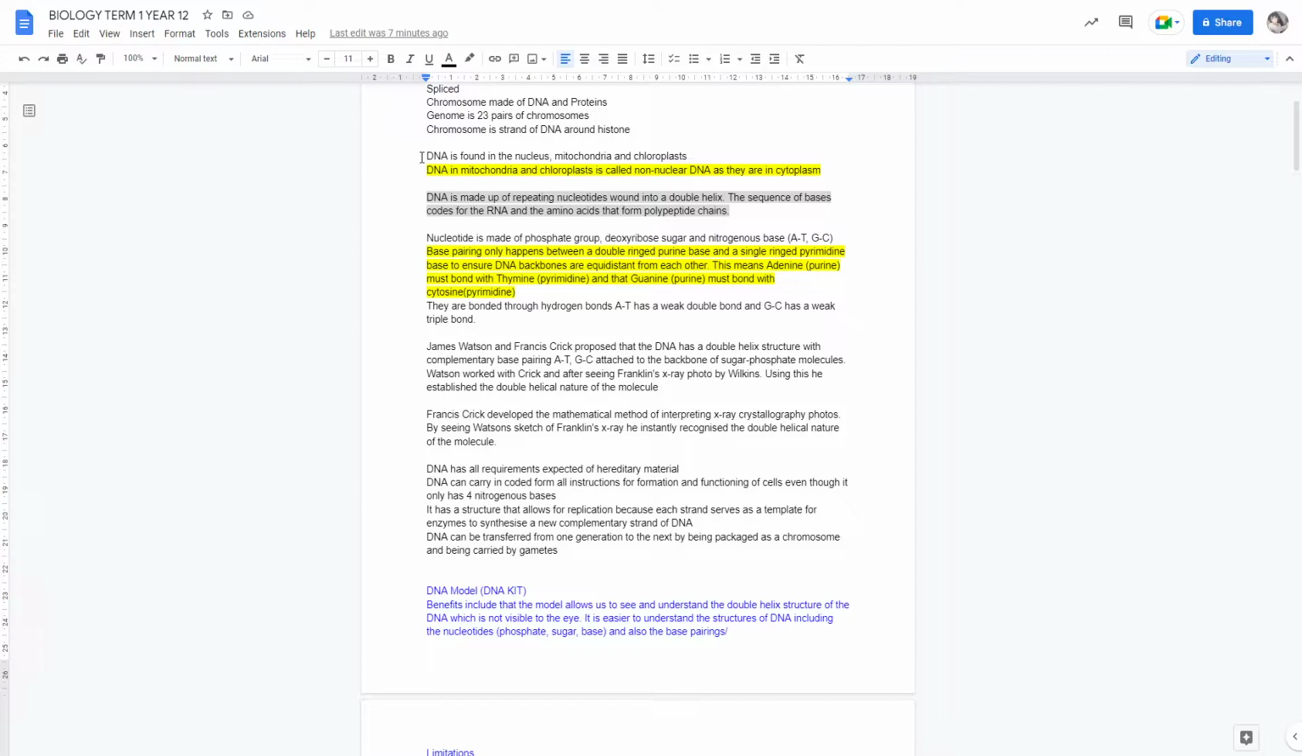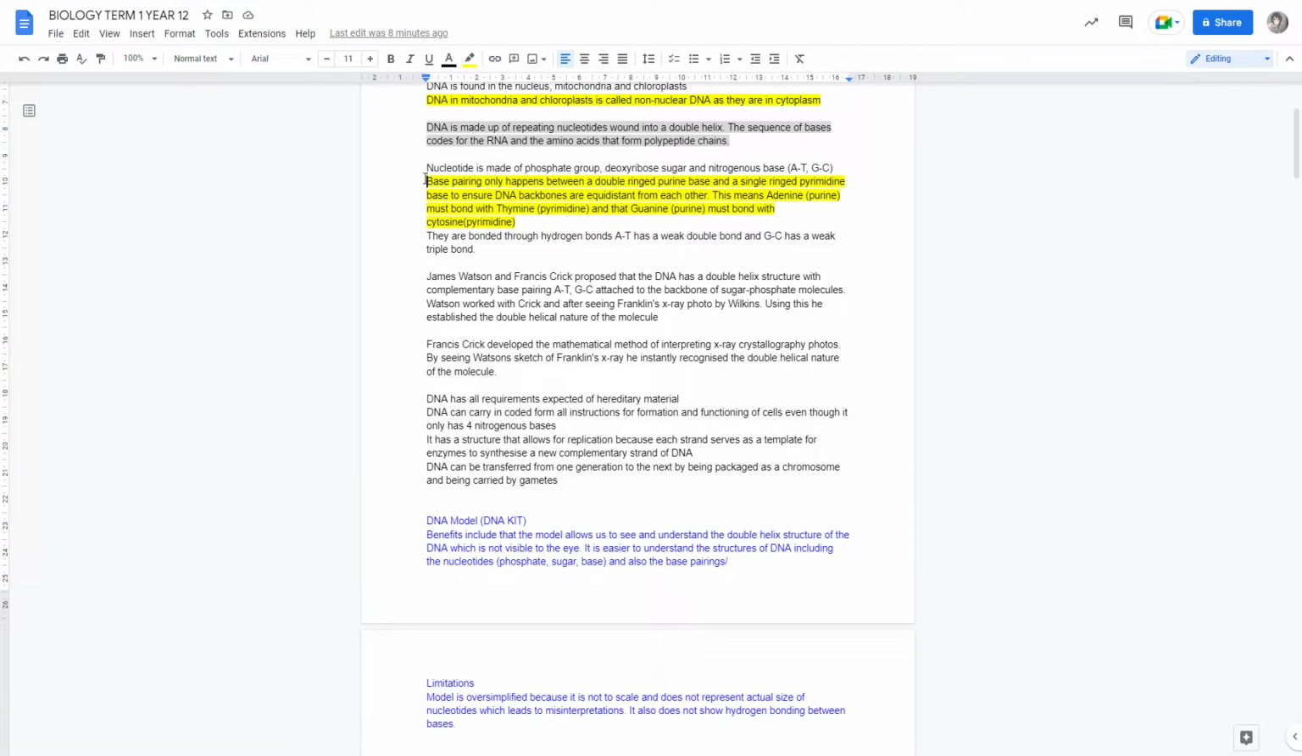Now DNA can be found in the nucleus, mitochondria, and chloroplast in eukaryotes. In prokaryotes, it's only able to be found in the nucleus. Now, what's it called when it's not in the nucleus? It's called non-nuclear DNA. Pretty easy. Nucleus, non-nuclear. But the reasoning for this is because they're in the cytoplasm. Alright? Now, we're going to move on.